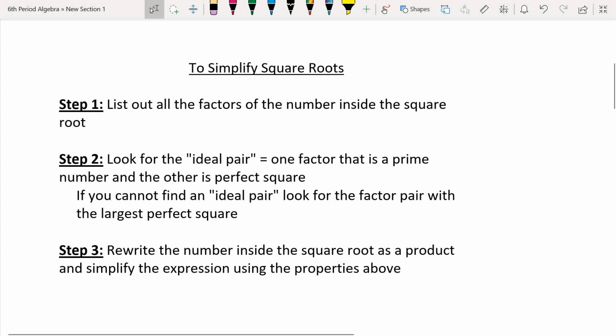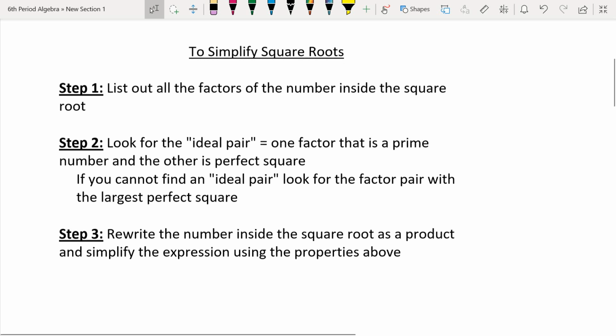And step 3, we are going to rewrite the number inside the square root as a product and simplify the expression using the properties you just wrote above. Now it kind of sounds weird and hard, and it's fine. Eventually you'll get used to it. We're going to do it so much in chapter 9, which is the next chapter we'll move into after CMAS, that by the end of the chapter, this won't feel as hard as it might feel right now. So let's just go with it.